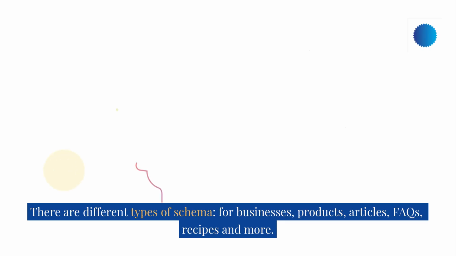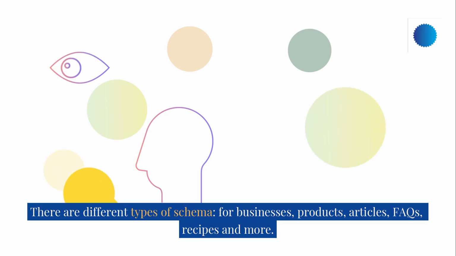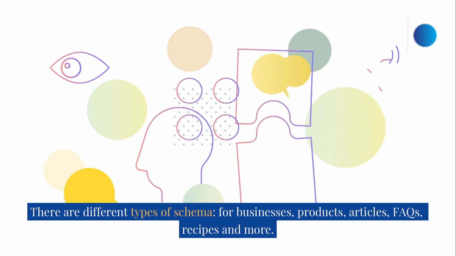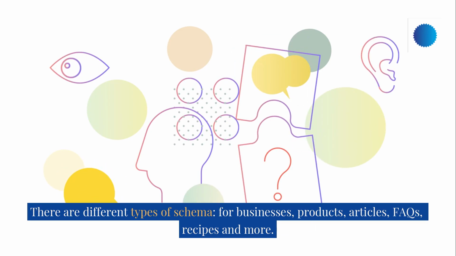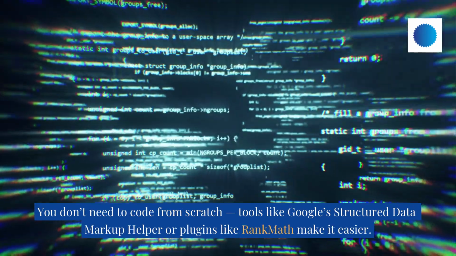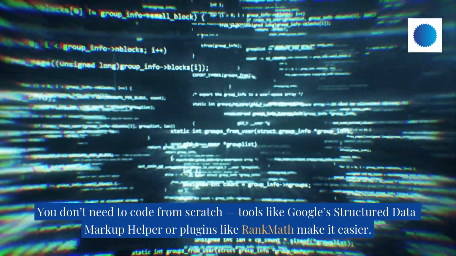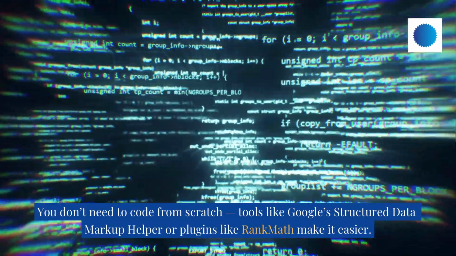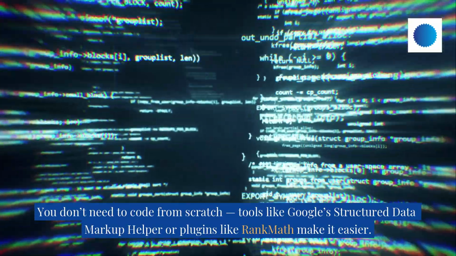There are different types of schema for businesses, products, articles, FAQs, recipes, and more. You don't need to code from scratch. Tools like Google's Structured Data Markup Helper or plugins like Rank Math make it easier.